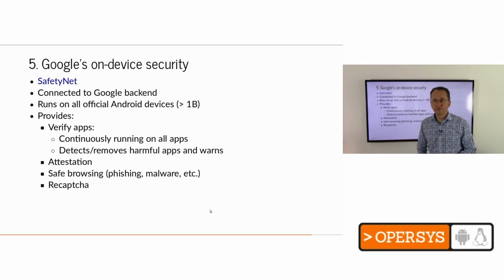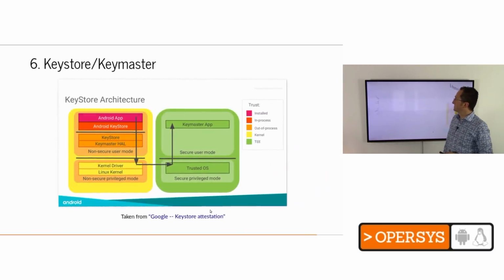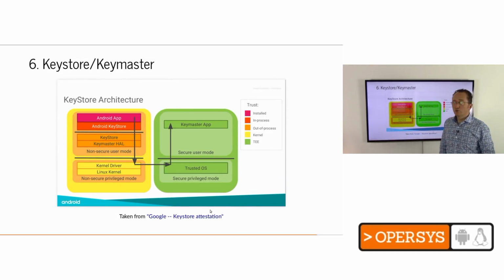Google's on-device security mechanisms. So when you buy an Android device that is properly certified, you can have this thing called Safety Net, which talks to the backend, and that continuously does a whole bunch of things like verifying applications, providing attestation, and so on and so forth. So this is provided by Google. I don't believe this is open source, but there's information about it on the net if you want to go check this out. Which gets me to link back to the hardware discussion that we were having earlier.